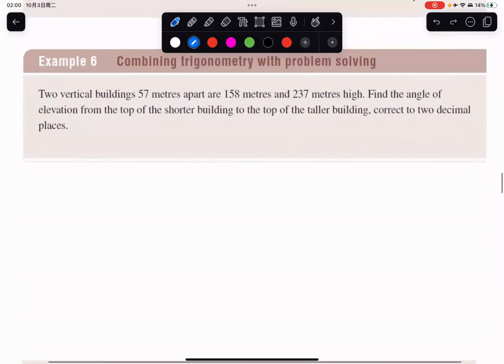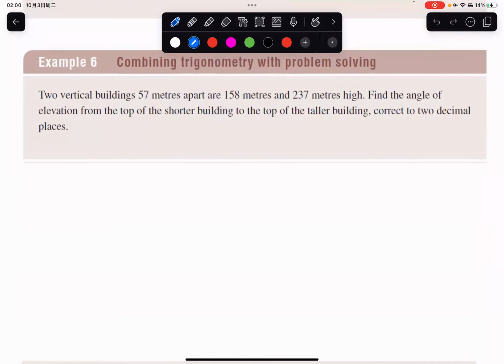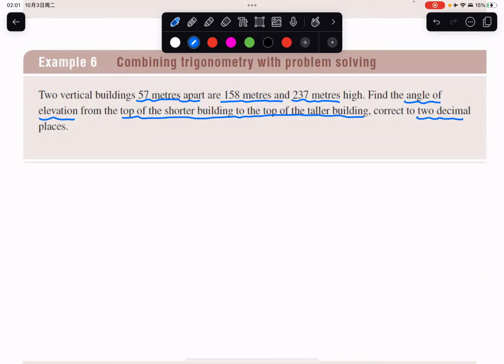All right, now let's have a look at example 6. Example 6, combining trigonometry with problem solving. Same thing, I'm going to read it for you. Two vertical buildings, 57 meters apart. I'm going to label it, highlight it. They are 57 meters apart, and they are 158 meters and 237 meters in height. Find the angle of elevation from the top of the shorter building to the top of the taller building, correct to 2 decimal places.